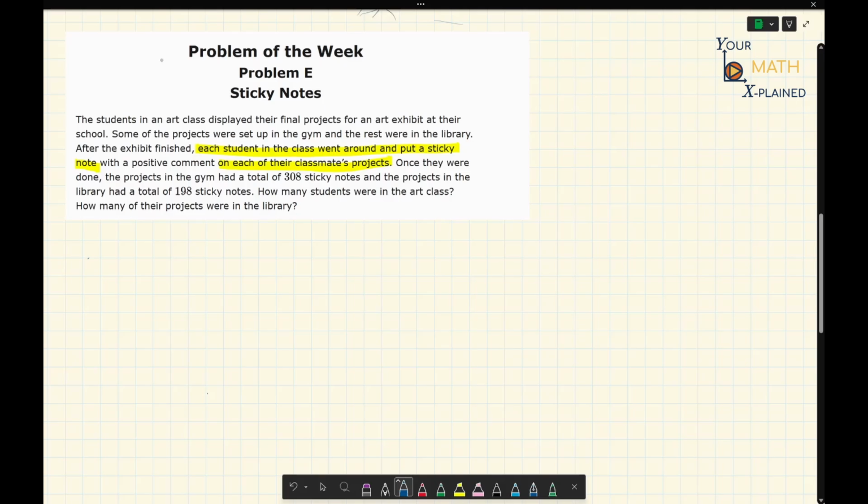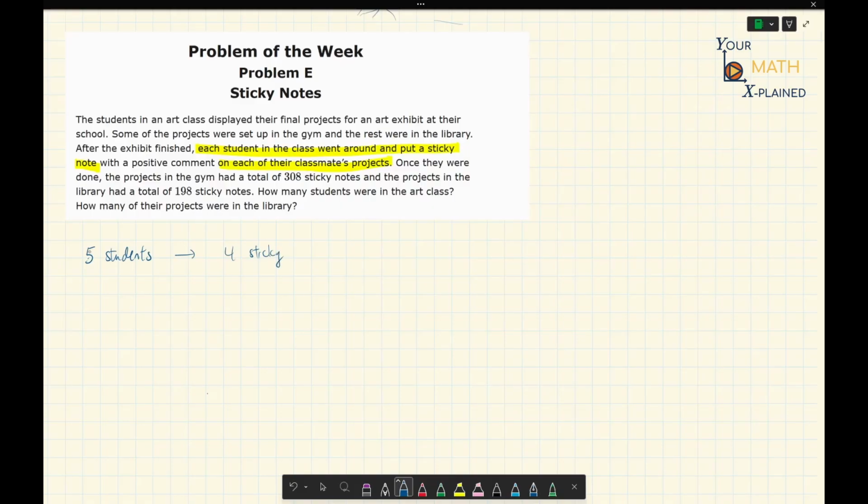One way to break down a difficult problem is to think about smaller numbers. Imagine if there was a class with 5 students and you were one of those students. You would need to put 4 sticky notes on your classmates' projects. Each student would actually have to do 4 sticky notes for each project. Therefore, the total number of sticky notes is 5 times 4, which is 20.